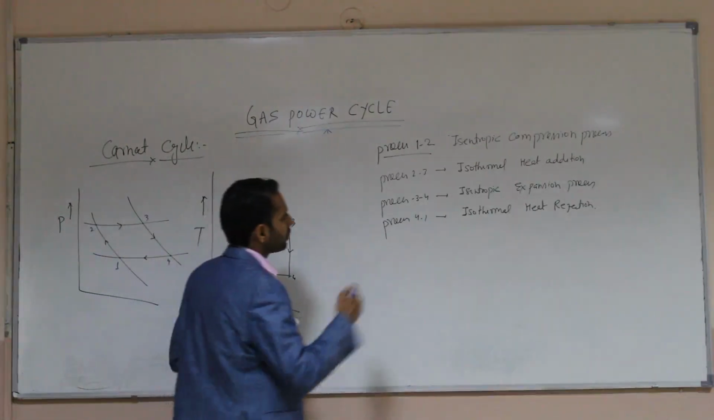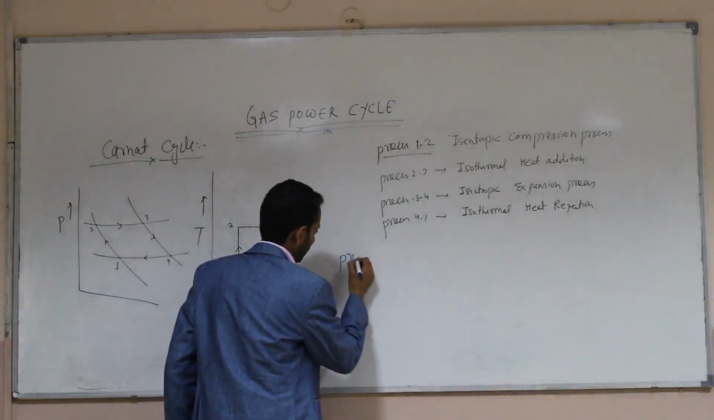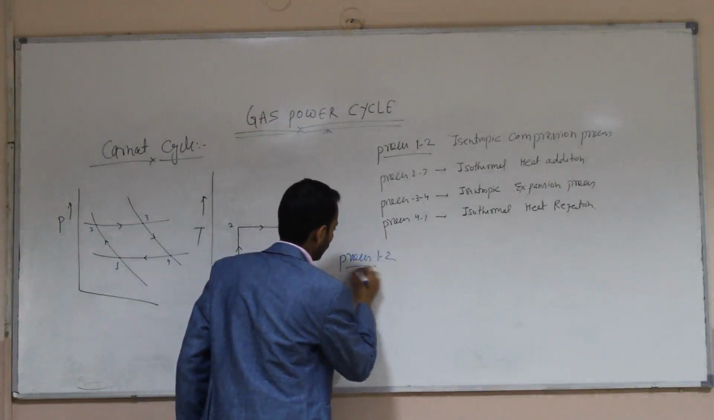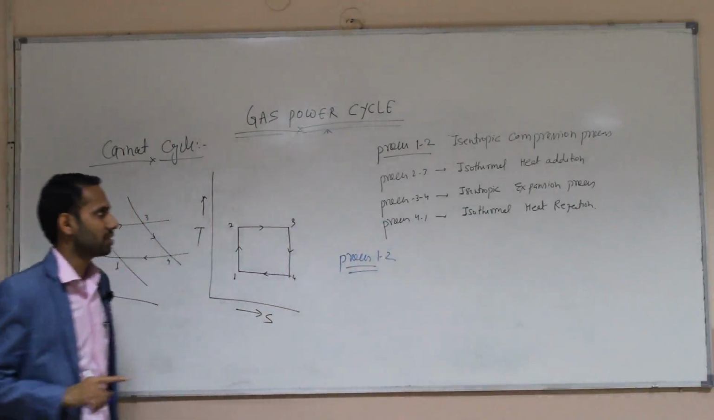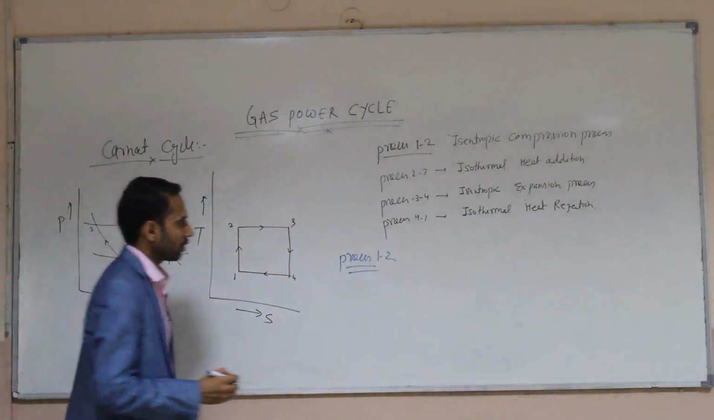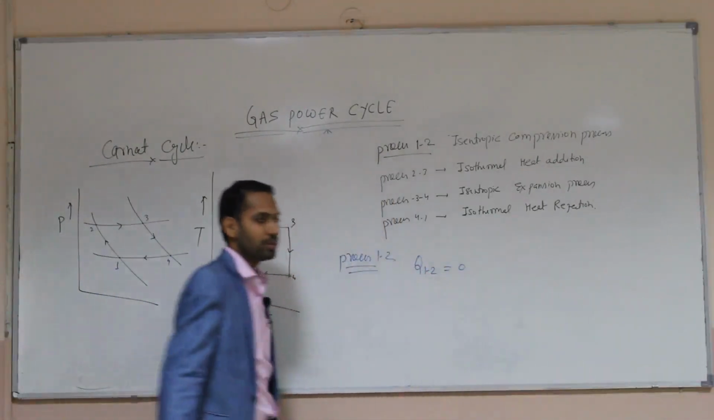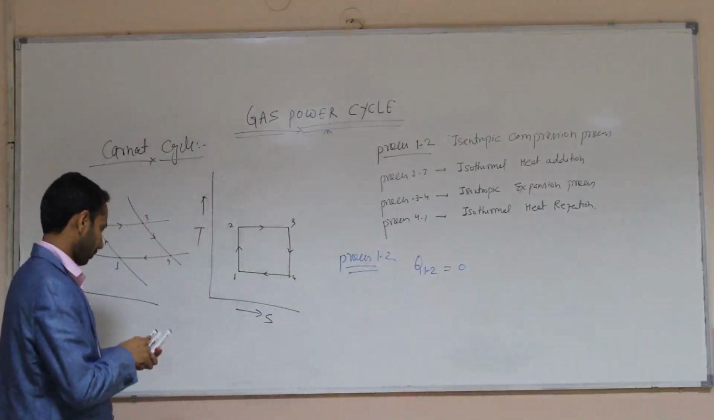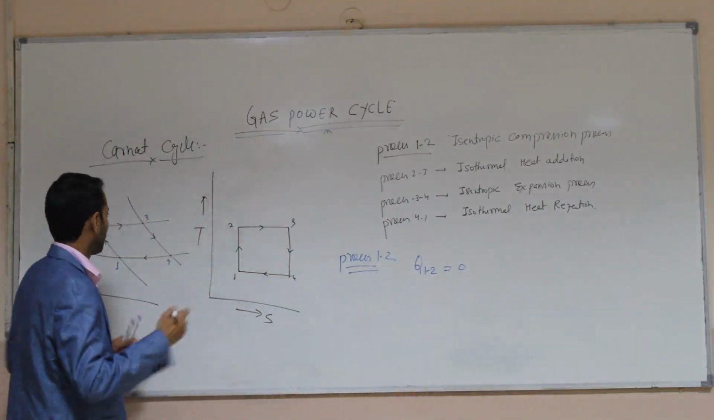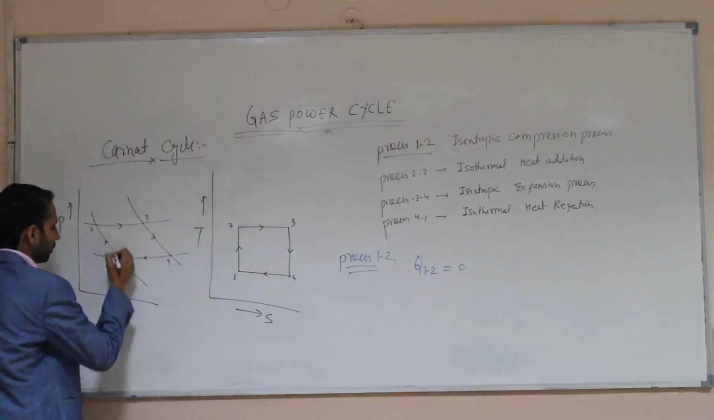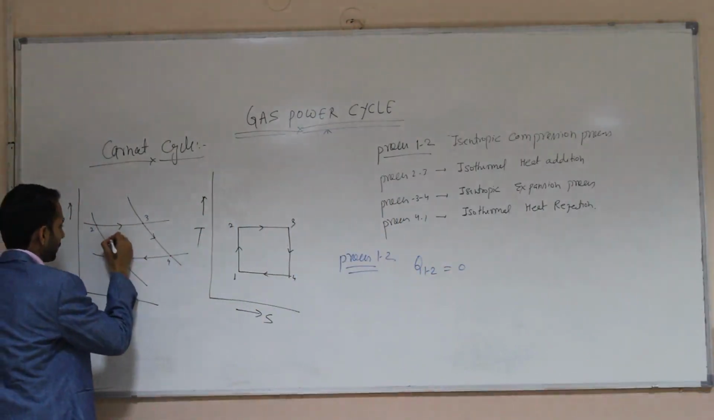The process 1 to 2 is the isentropic process. Process 1 to 2, isentropic compression process. That means Q 1 to 2 will be 0. This is isentropic compression.